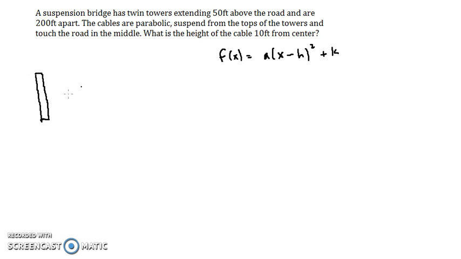So it says that the bridge has two twin towers. Okay, so two identical towers. They are 200 feet apart. And they are 50 feet tall. Okay, so 50 feet tall. Let me write that a little bit better. All right, 50 feet tall. All right, the cables are parabolic, and they suspend from the tops of the towers and touch the road in the middle. So like this, okay?